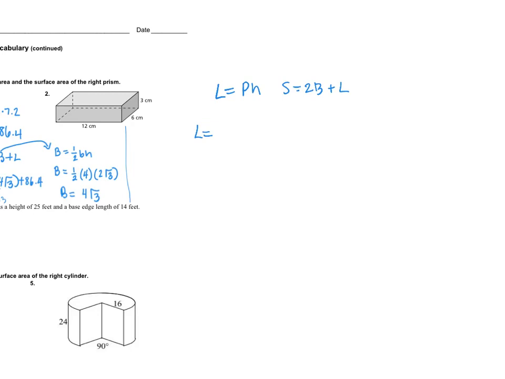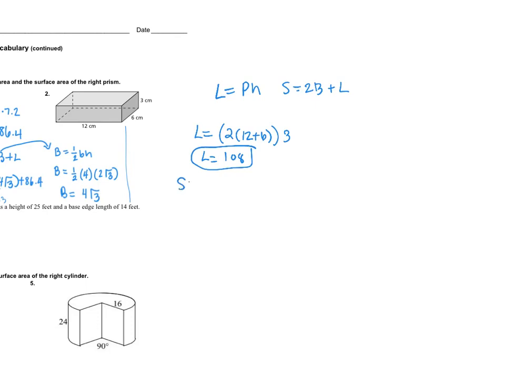So I have that my lateral area is going to be my perimeter. So my perimeter is going to be 12 plus 6 times 2, right? So 2 times 12 plus 6, and then times my height, which is 3. When I plug that into the calculator, I get that my lateral surface area is 108. So that's my lateral area.